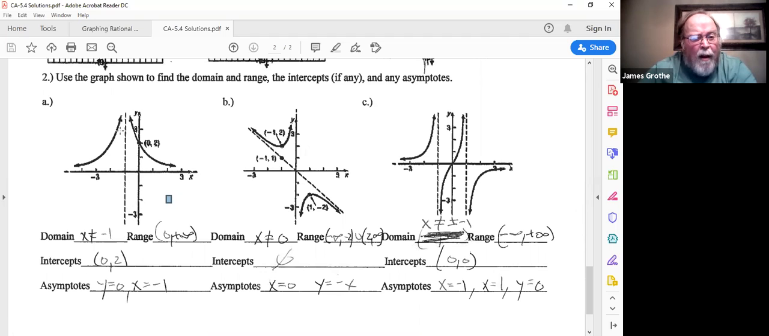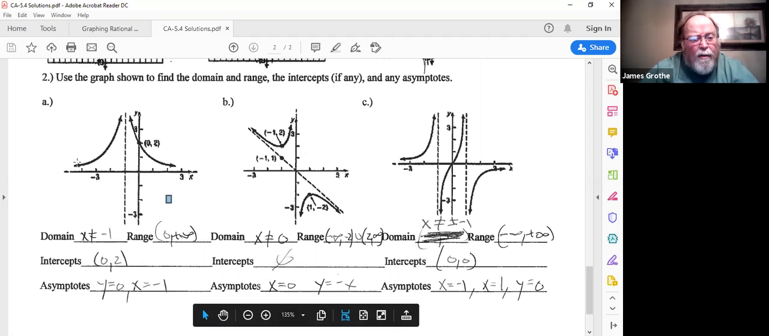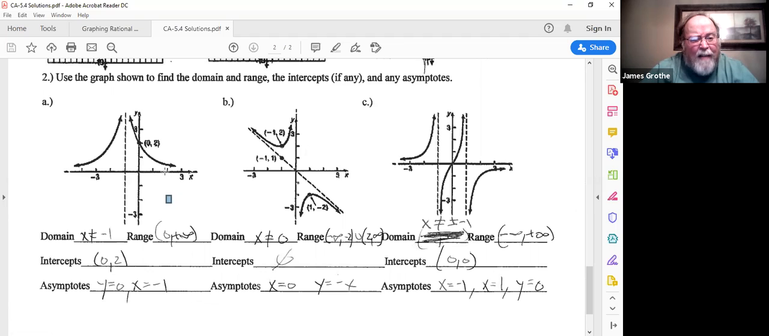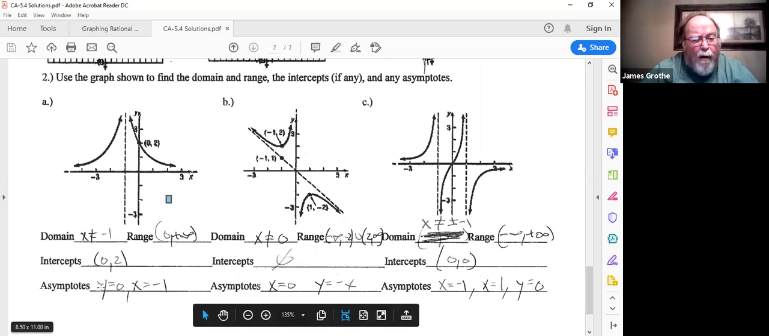That will be what the line approaches as x gets closer to -1 from the left and right. The curve will head towards infinity. And then the horizontal asymptote, well, that's our x-axis. And our x-axis, remember, has the equation y equals 0. So y equals 0, our horizontal asymptote, x equals -1, vertical asymptote.